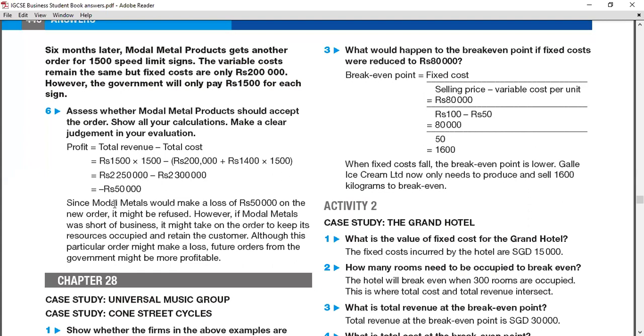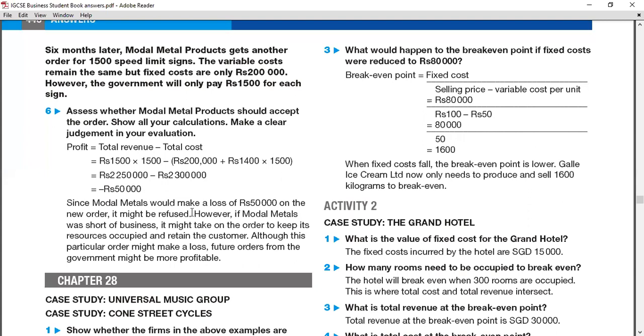Then they're asking to assess whether this order should have been taken or not. Make a clear judgment in your evaluation. This is not a 12-mark question, but you have to justify whether you're taking it or not. Since Model Metal would make a loss of 50,000 on the new order, it might be refused. A rational businessman would refuse the order because it's loss making. Why would you take loss making orders?